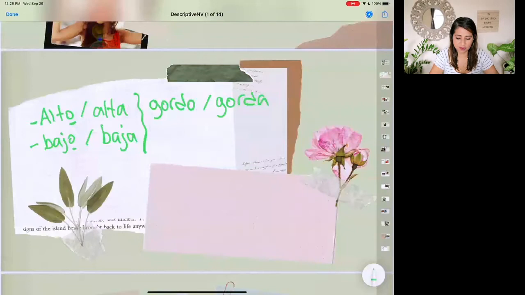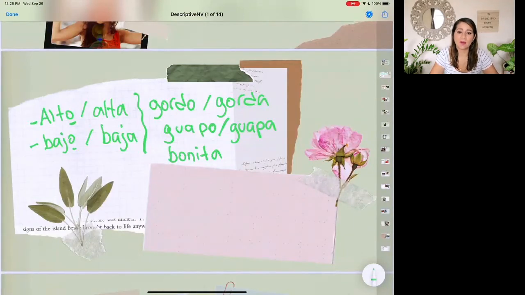We also use adjectives if somebody's good looking or not so good looking. So for a man, handsome would be guapo. For a female, pretty would be bonita. We also say guapa for a female, but it's usually more common to hear that one in Spain versus other Spanish-speaking countries. In the other Spanish-speaking countries, we have a tendency to use bonita more than guapa. I noticed that when I was living in Spain, I heard guapa more often than bonita.